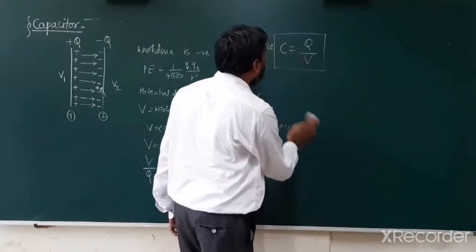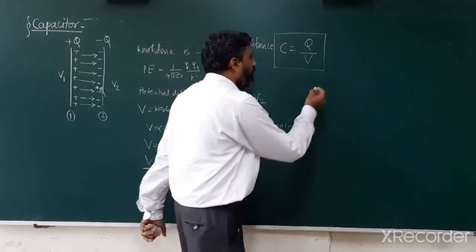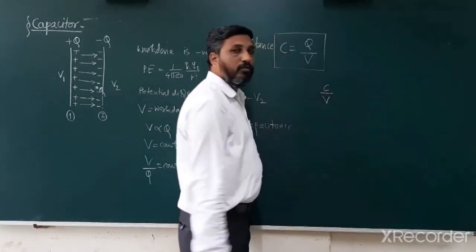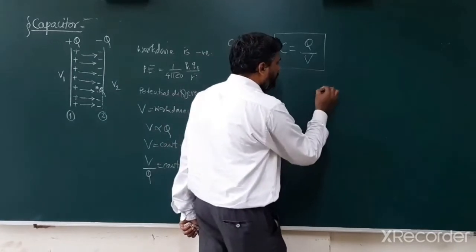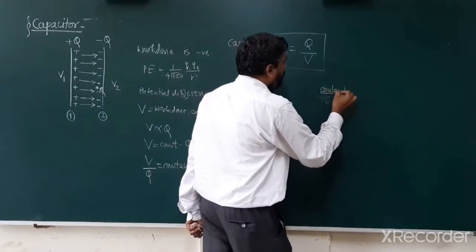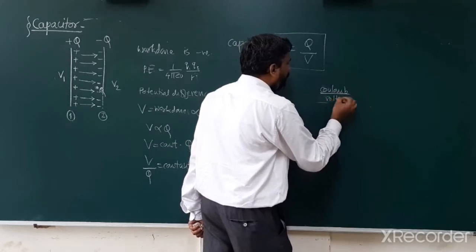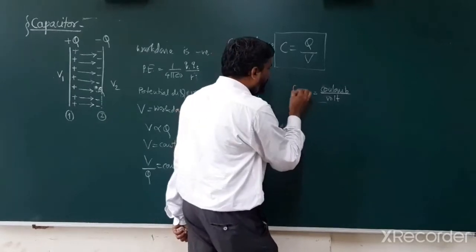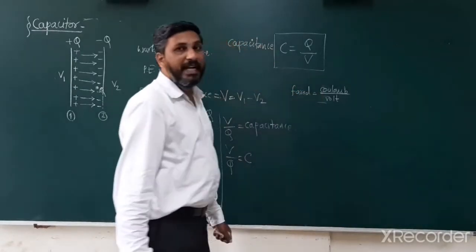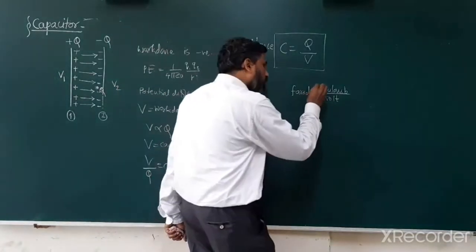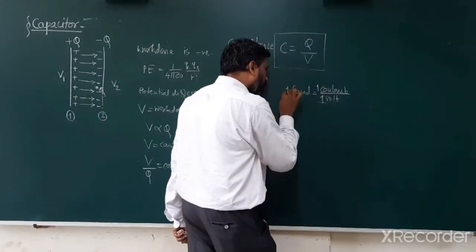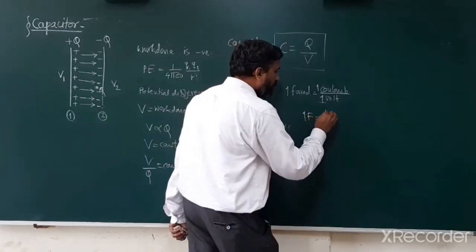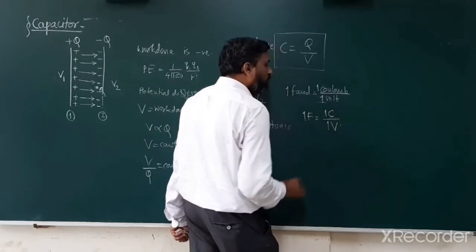Now what is the SI unit of capacitance? Everyone knows the unit of charge is the coulomb and the unit of potential is the volt. Therefore the unit of capacitance is very simple. The unit of capacitance is the farad, not Faraday, it is a farad, and 1 coulomb upon 1 volt equals 1 farad. Symbolically, 1 farad equals 1 coulomb upon 1 volt.